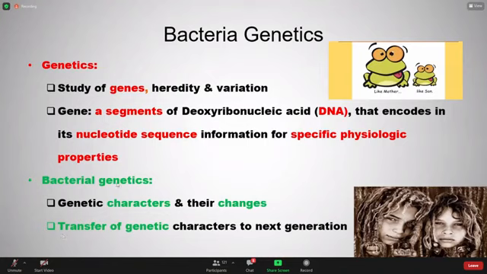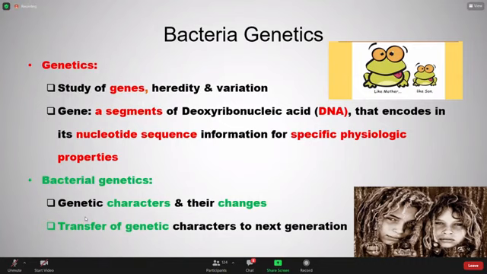When I say cell, we're talking about bacteria. When we talk about microbial or bacterial genetics, there are certain things that we should be aware of: the genetic characteristics of the bacteria and their changes, and the role of these genes in the clinical setting. So we're talking about transfer of the gene and how the gene will transfer different characters from one generation to another generation.